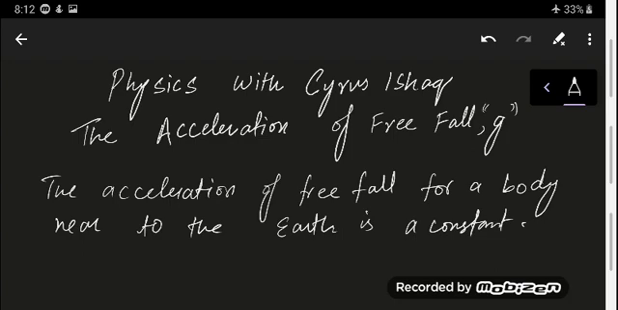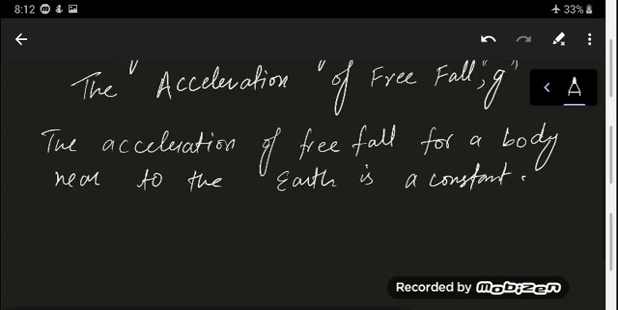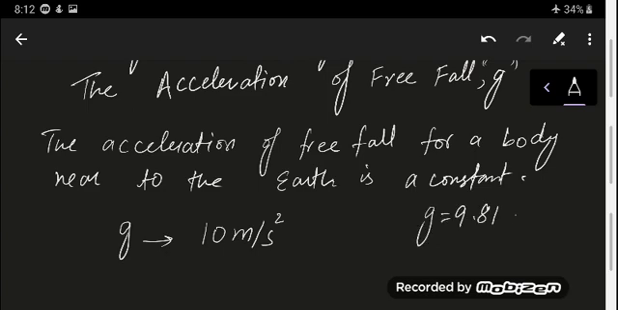Since we are talking about O-level physics 5054, that's why I'm going to explain why this value is taken as 9.81, but O-level physics will quote it as 10 meter per second square. The actual value of g is 9.81 meter per second square. Since it is acceleration, the units are meter per second square.